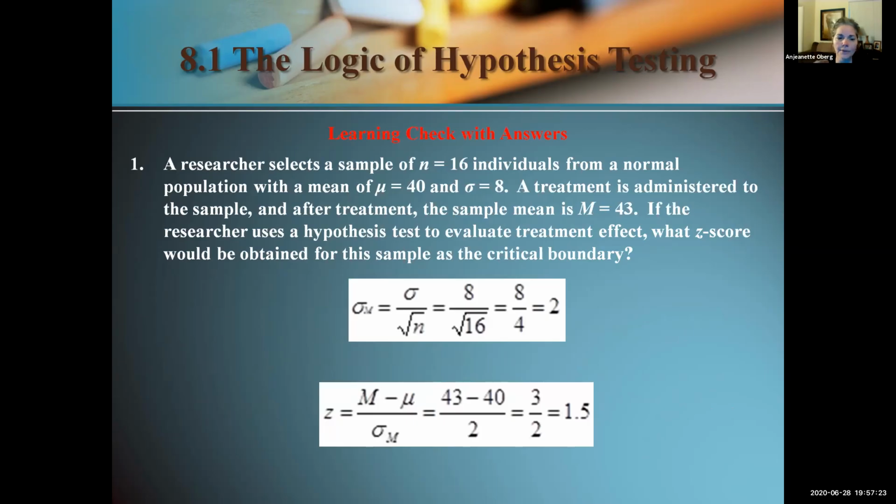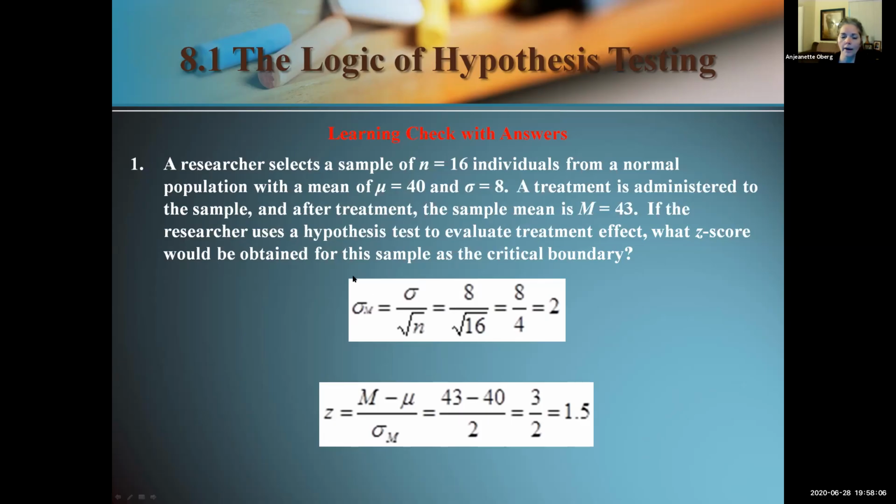Okay, starting me up. A researcher selects a sample of 16 individuals from a normal population with a mean of 40 and a standard deviation of 8. A treatment is administered to the sample, and after the treatment, the sample mean is now 43. If the researcher uses a hypothesis test to evaluate a treatment effect, what z-score would be obtained for this sample as the critical boundary? So I basically want to know my critical boundary for less than 5%. I already know it's going to be 1.96 as my critical boundary, but where is this going to fall?